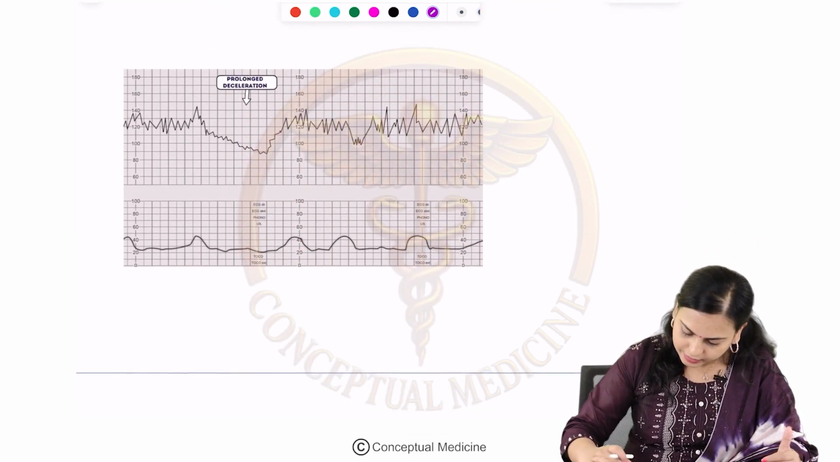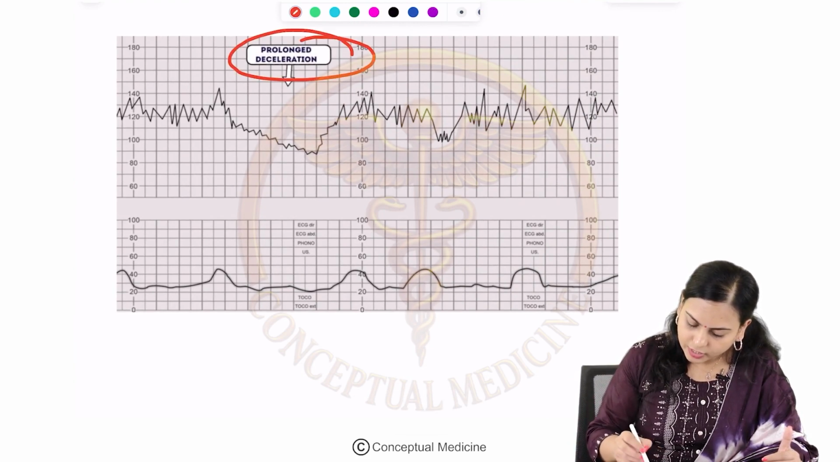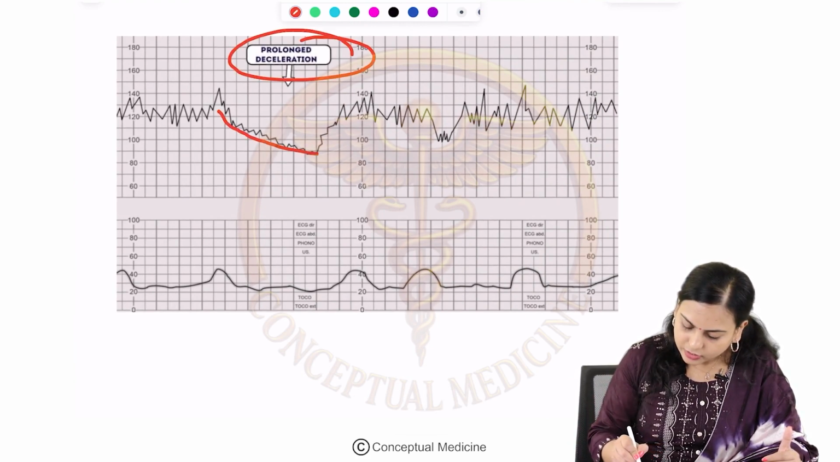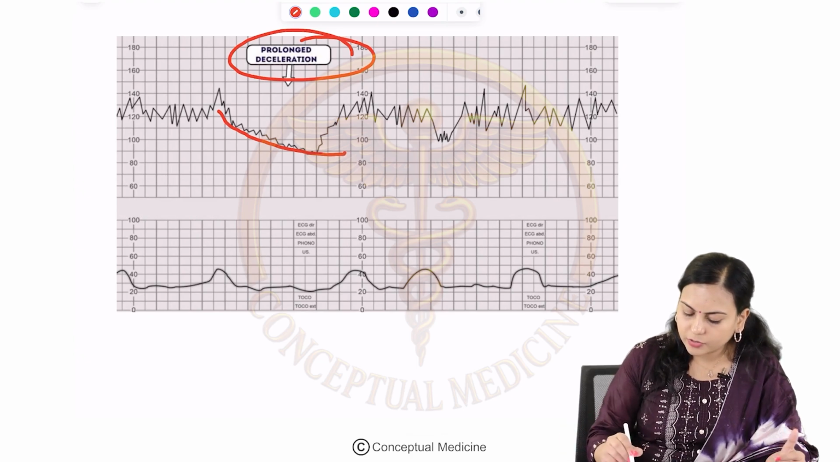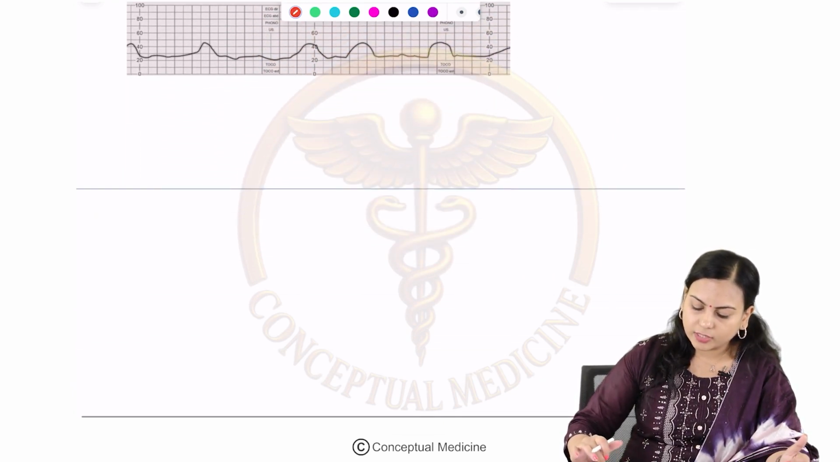So I have an example for that. This is an example for prolonged deceleration. So the deceleration is continuing for a longer time. Are you able to see? So this is an example of prolonged deceleration, and you have to rule out all the other factors.